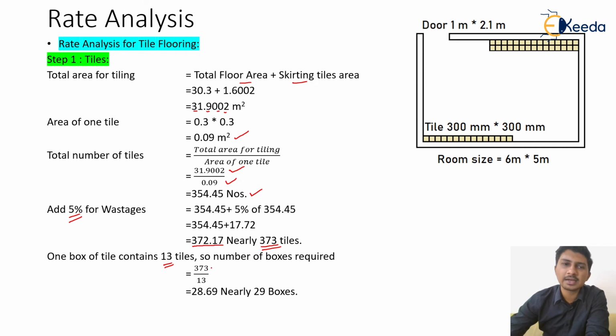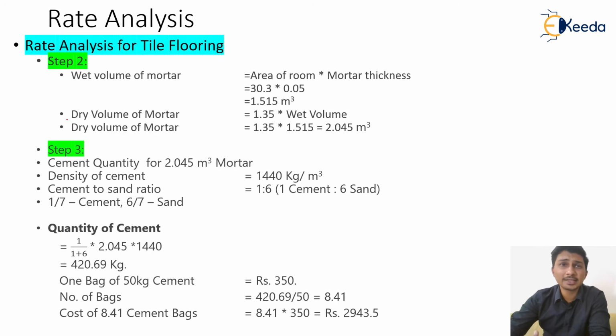Now we have calculated the number of tiles, that is 377 divided by tiles in one box, 13. So nearly 28.69, which is 29 boxes, we are going to need for this total tiling work. The other quantity is the cement mortar, and this is the simplest format of this calculation.